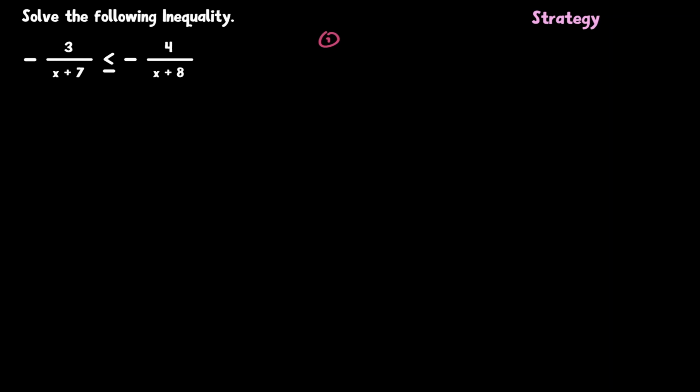Welcome. Let's solve the following inequality. Let's talk about the strategy that we will take. The first thing that we're going to do is make sure that there is a zero on one side of the inequality.